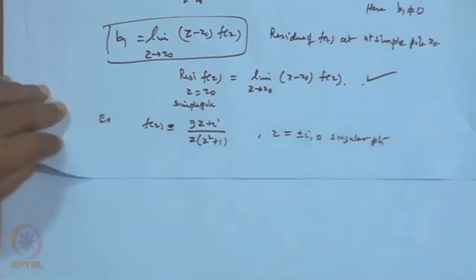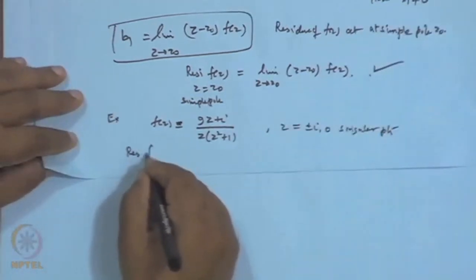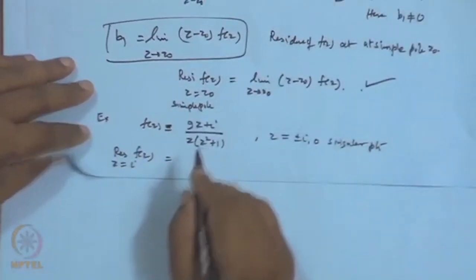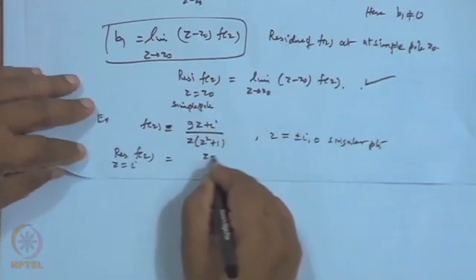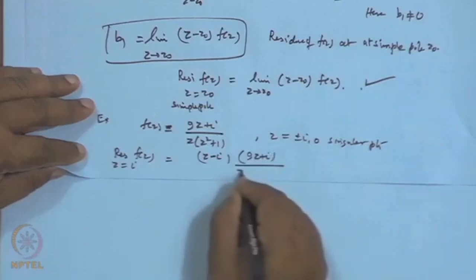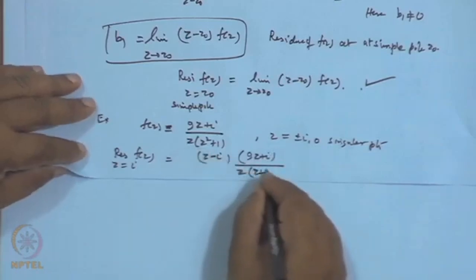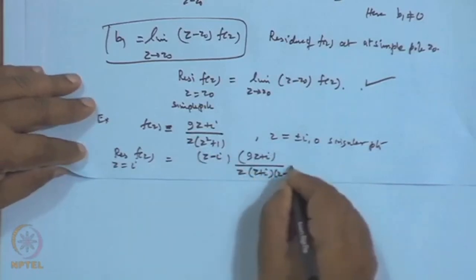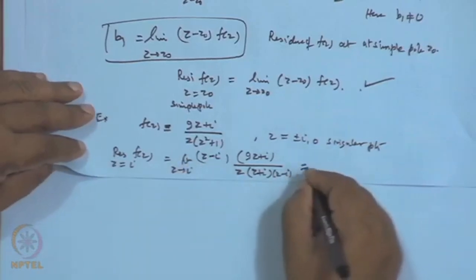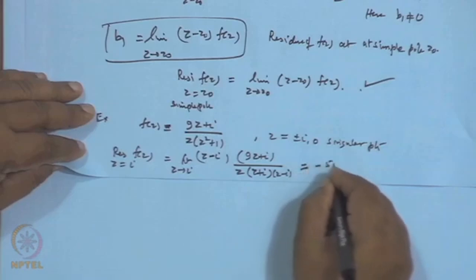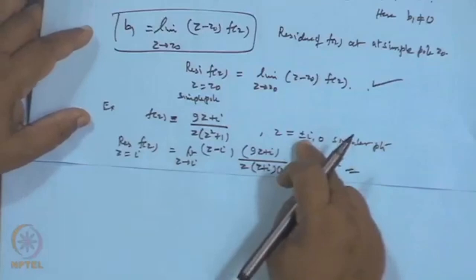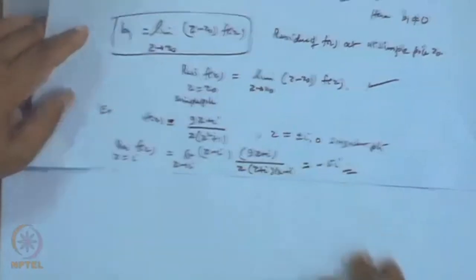Okay. So, I want the residue of the function f(z) at the point z equal to, say, i. What you do is multiply by (z minus i) the whole thing, (9z plus i) divided by z, and z squared plus 1 can be written as (z minus i)(z plus i), and take the limit as z tends to i. If we compute this value, it comes out to be minus 5i. That is the residue of the function at z equals i. Similarly, the residues at minus i and 0 can be obtained quickly.